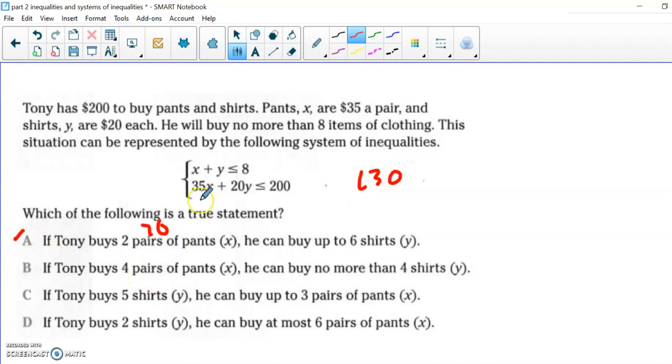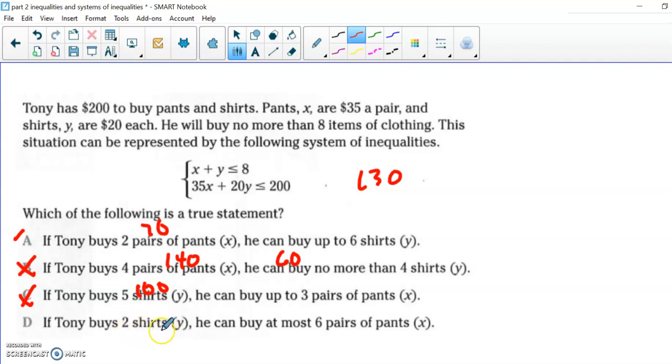If he buys 4 pairs of pants, that's $140. He can buy no more than 4 shirts. Okay, so if he spends $140 on pants, that means he has $60 left over, and shirts cost $20 a piece. I don't think he can buy 4. 4 are going to be $80, so we know this one's out. If he buys 5 shirts, okay, that's $100. He can buy up to 3 pairs of pants. It looks like he has $100 left over, and each pair of pants is $35, so 3 pairs of them would be $105. He's going to be $5 short when he gets to the register.